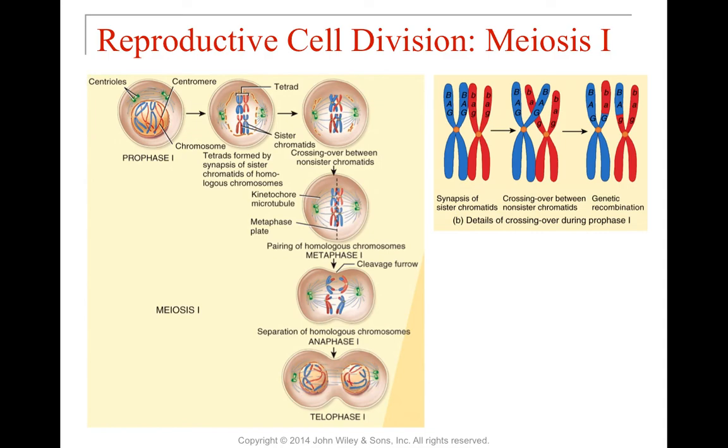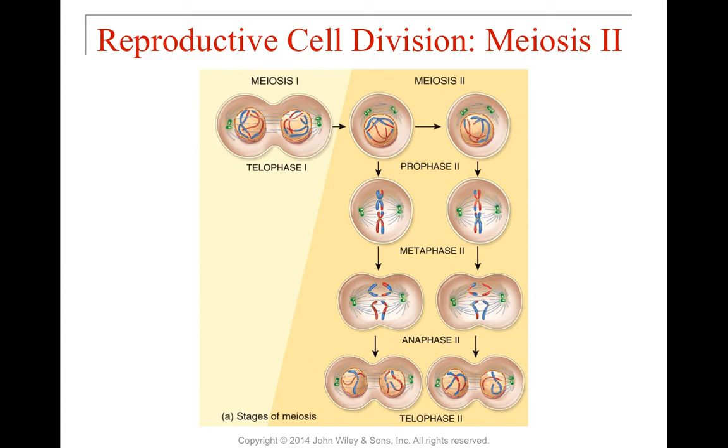Now, meiosis has two different steps. So meiosis 1 is very similar to mitosis 1 with the exception of that crossing over. And then meiosis 2 is going to be a separate set of all of the same stages, right? Prophase, metaphase, anaphase, and telophase, except the end goal is to create haploid cells.